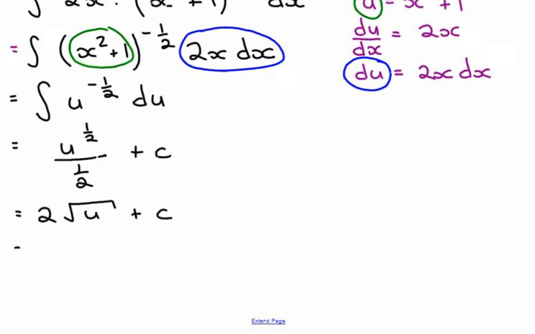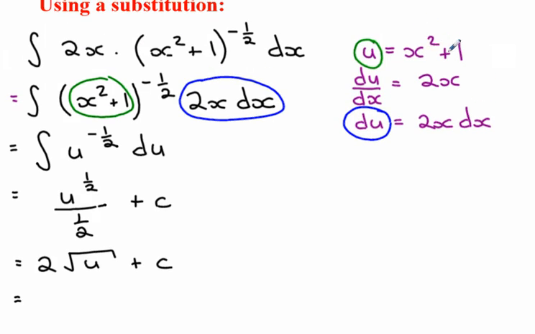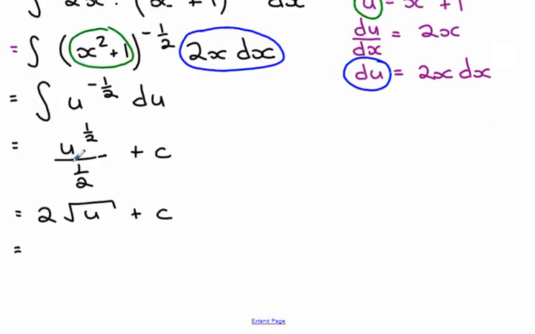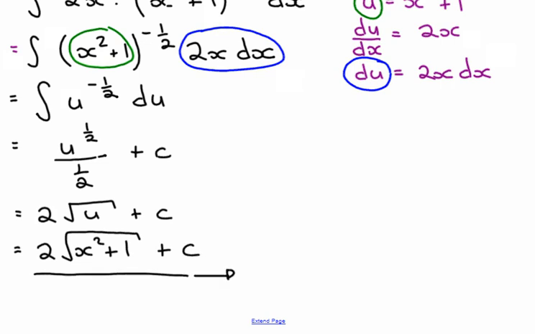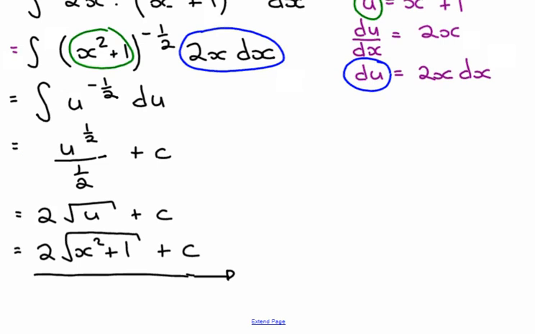Now in your final step, you don't want any u's because there were no u's in the question. You only want x's. So I'm going to replace u with x squared plus 1. So let's do that. I've got 2 root x squared plus 1 plus c. And have a look, that's exactly what we got when we did it by inspection.